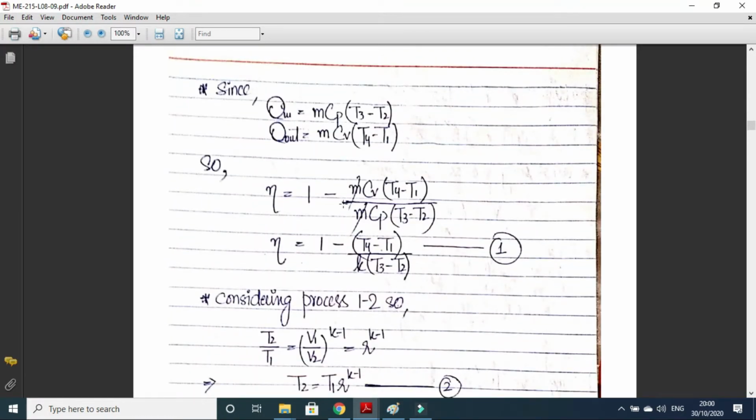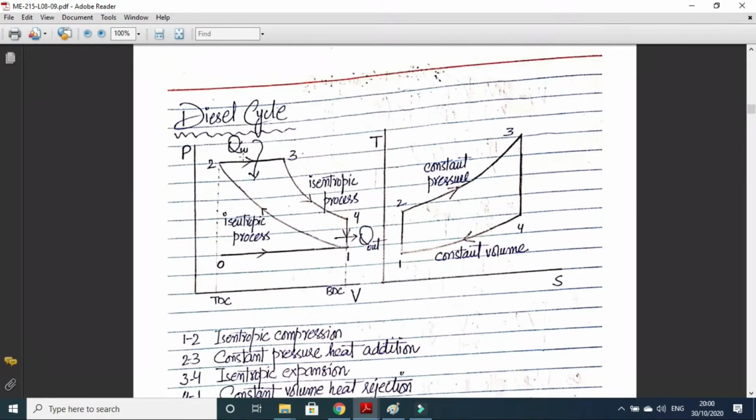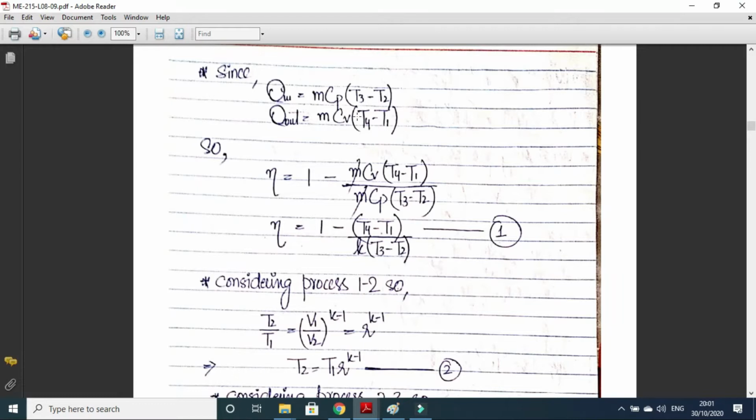Now Q in can be written as H3 minus H2, the enthalpy difference, because when we have constant pressure heat addition, we can write H3 minus H2, and H3 minus H2 can be replaced with m Cp delta T, that is m Cp (T3 minus T2). Q out will be similar to the Otto cycle, m Cv (T4 minus T1). So this is the main difference between the Otto and diesel cycles.